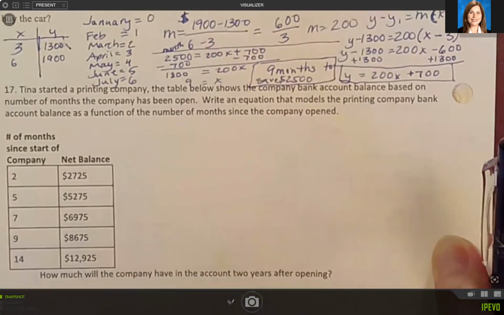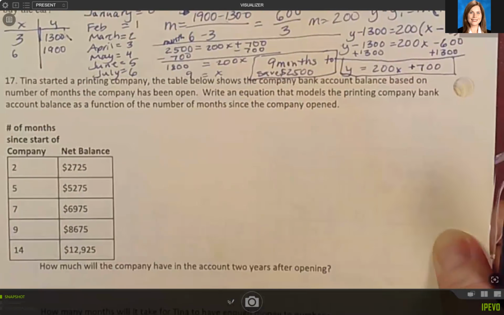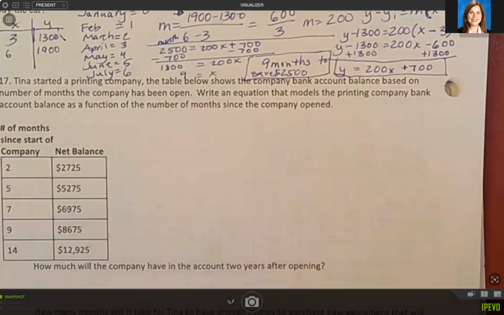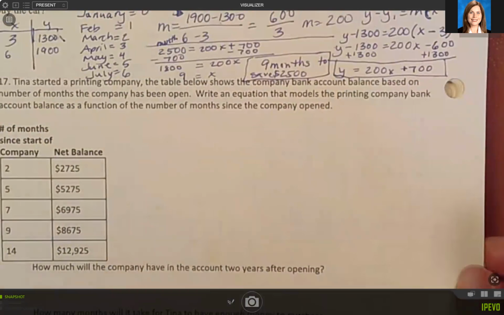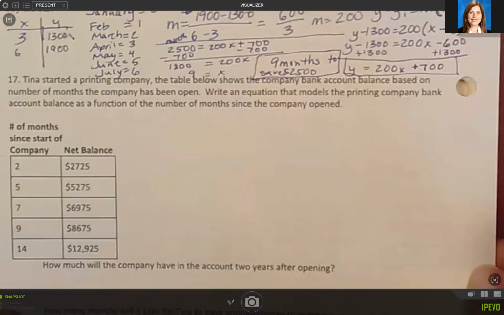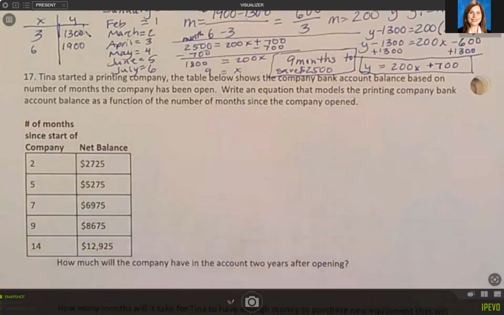17. Tina started a printing company. The table below shows the company bank account balance based on the number of months the company has been open. Write an equation that models the printing company bank account balance as a function of the number of months since the company opened. Okay, no problem.